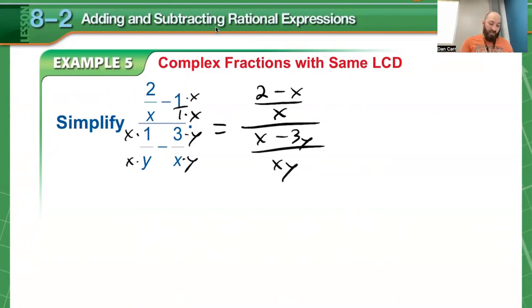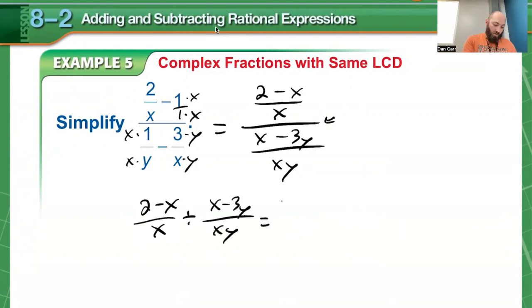From there, again, it's a division problem thanks to this fraction bar here. So I'm going to rewrite this as a division problem: 2 minus x over x divided by x minus 3y over xy. And then I can turn that into a multiplication problem: 2 minus x over x, multiplied by xy over x minus 3y.